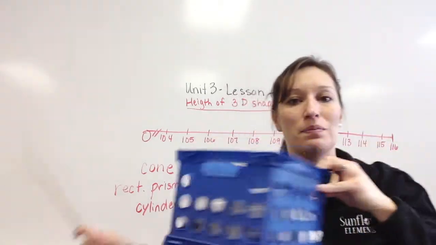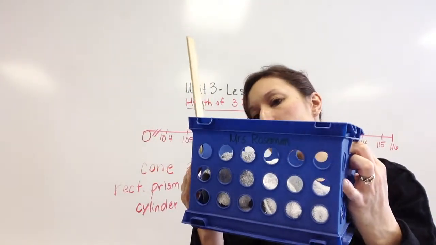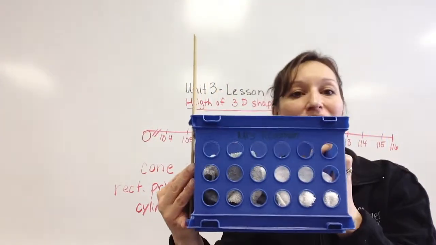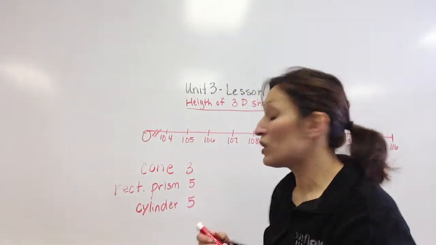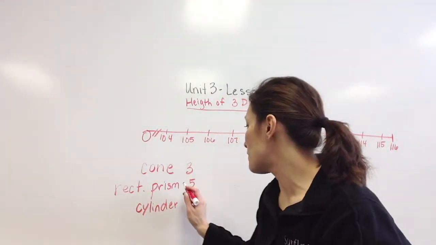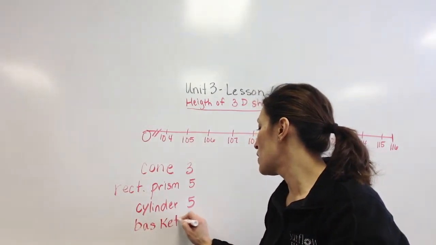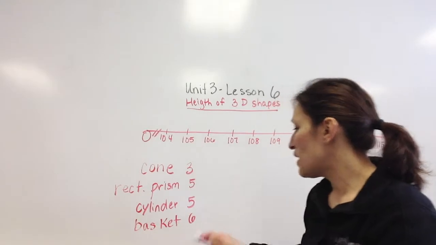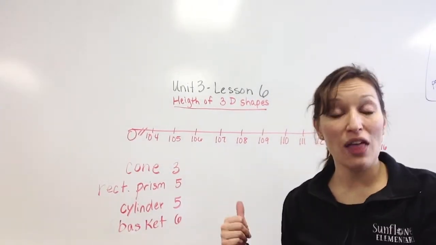How about this basket? Let's see what this is. 6. Okay? So I'm going to put my basket, which was a rectangular prism. I'm going to list it as the basket. It was 6.